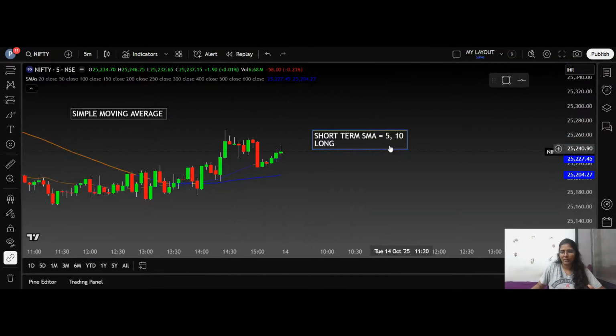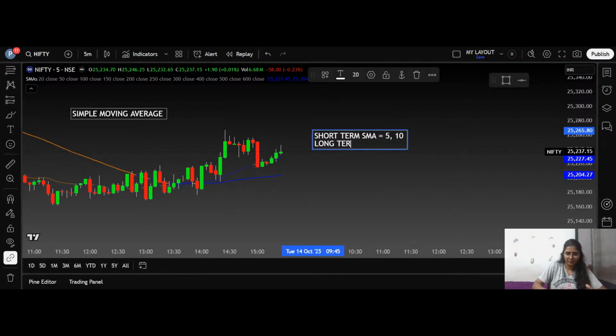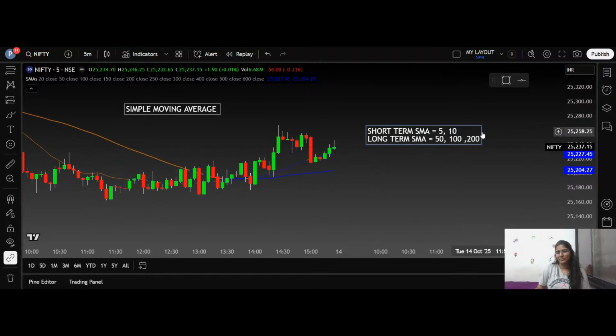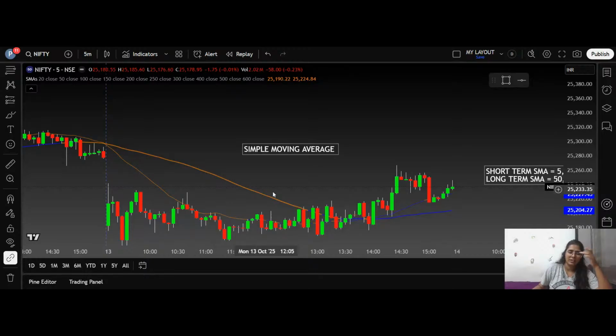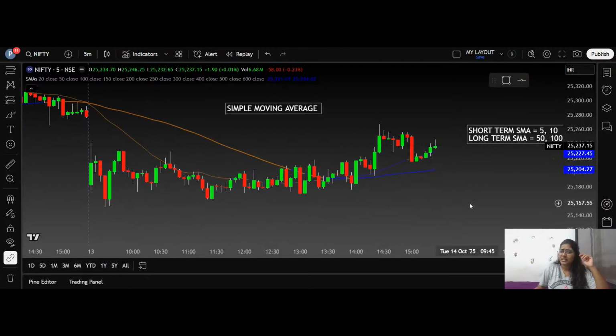This is a short term SMA, and this is nothing but a long term SMA. If the periods are like 50, 100, 200, these kinds of periods we call a long term SMA. And if the periods are 5, 10, we call it a short term SMA. Now think of this single line. This single line is nothing but an SMA of some particular period, maybe 20, 10, 30, 40. Okay, this is a simple SMA.